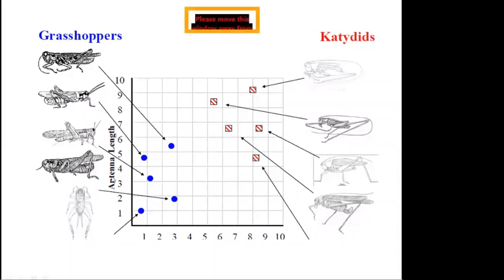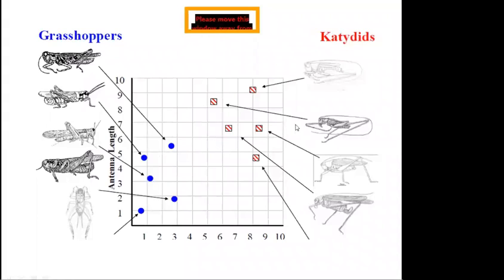Here on the left side, you can see various categories of grasshoppers and their antenna lengths, of lengths 6, 5, 4 and so on. Here also, the antenna is of various lengths. Just based on antenna length, is it possible to classify these two insects into their categories? Here, the blue dot indicates the antenna length of grasshoppers. Red marks indicate the antenna length of katydids.